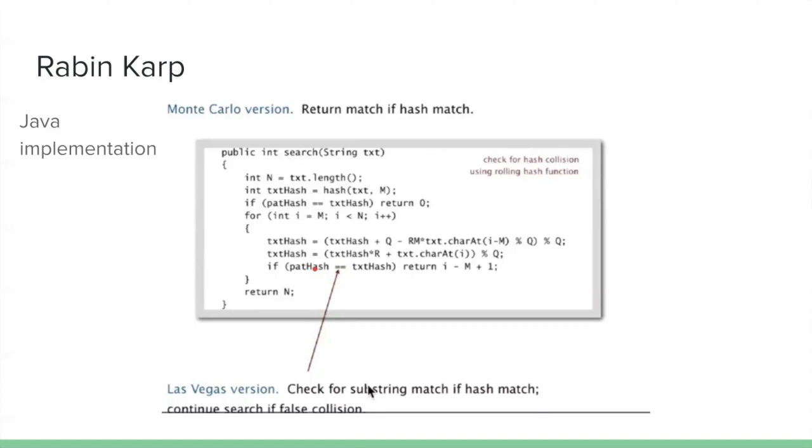As mentioned before, Las Vegas algorithms are only probably efficient, so not as efficient, but certainly correct. In the Las Vegas version, you would check for a substring match, and if there is a hash match, you would continue searching until there's a false collision. Las Vegas here would be the equivalent to modifying the Monte Carlo version to call itself on the remaining portion of text if an equality check fails.